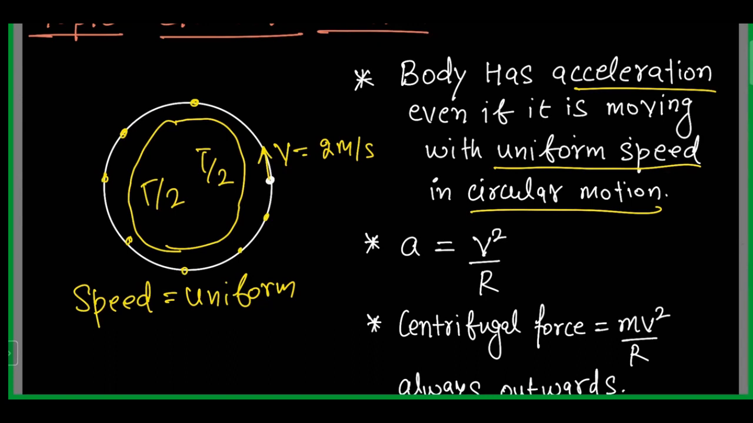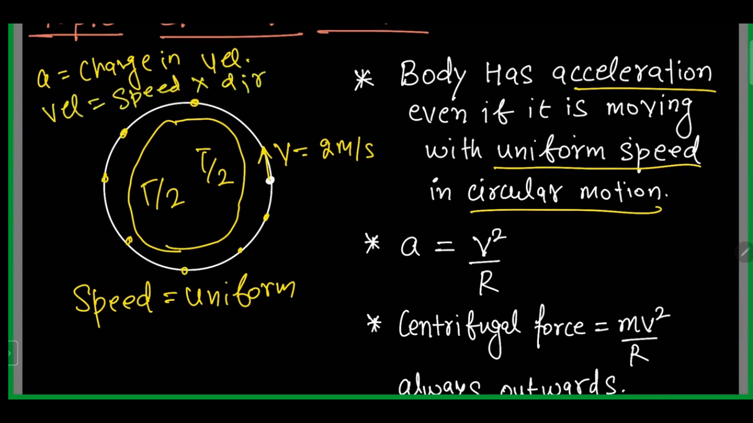Why? Because acceleration is known as change in velocity, not change in speed. And what is velocity? Velocity is speed multiplied by direction. So the speed is not changing, but the direction is changing. You clearly see that the direction of velocity here is like this, but the direction here is like this, and here it is like this. So the speed may not be changing, but the direction is changing. It means your velocity is changing. And if velocity is changing, acceleration is there.